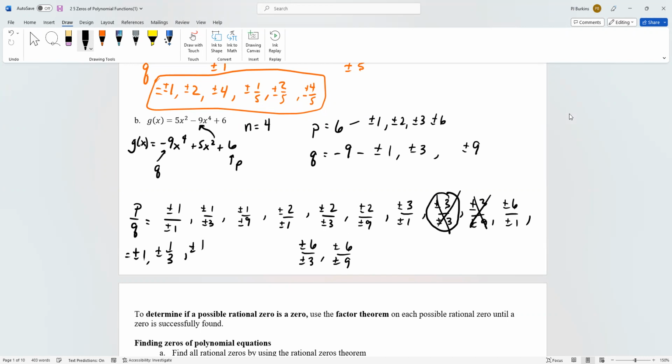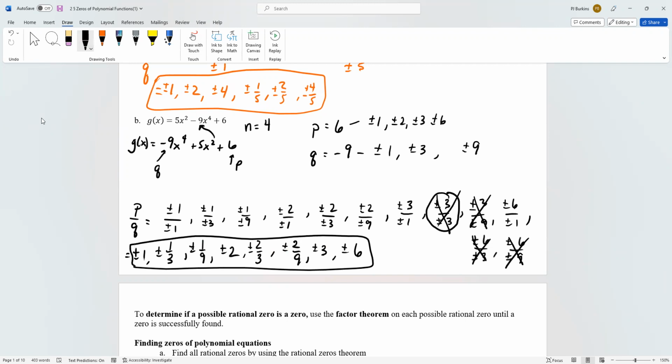All right, then we have plus and minus 1/9. 2 over 1, so plus or minus 2. Then we actually have 2/3. I think I'm going to need to scoot this over so I have enough room. All right. Then plus and minus 2/9. Then we have 3 over 1, so that's just 3. 6 over 1. 6 over 3, well, that's just 2. We've already got 2, so that's a repeat. And then 6 over 9 is going to reduce down to 2/3, which we also already have, so that's a repeat. So these are all of our possibilities, of which we require 4 roots.